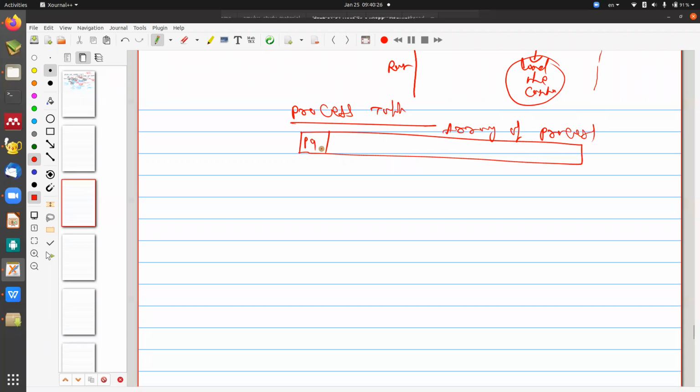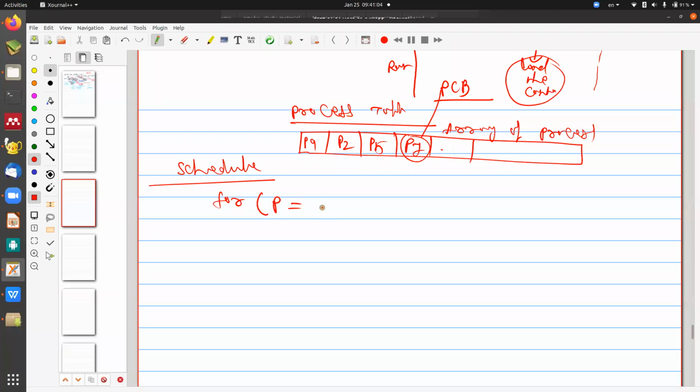And you can say there is P9, P2, P5, P7, like this, it has kept. What are those? These are nothing but a PCB. This array keeps the PCB of each individual process, or you can say the pointer to the PCB of each individual process is kept inside a process table or an array. Then where a scheduler starts, inside the scheduler, this kind of program will be written. I'll show you sometime. You can start a for loop. There is a P, starting from the process table. It will make a link to this process table.